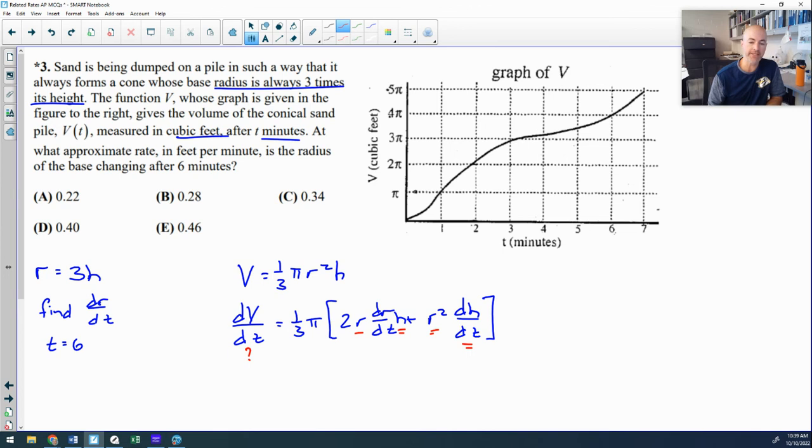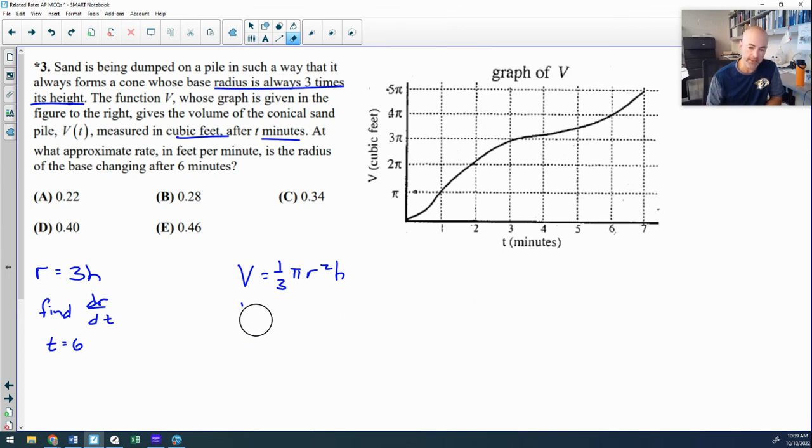And if you can cut down on the number of unknowns in a problem, it will be significantly easier. And in this case, we can. We can because of this relationship they mentioned at the very beginning, r is equal to 3h. Well, if r is equal to 3h, and that is always the case, this is not some instantaneous relationship. This is always the case throughout this cone of sand piling up.